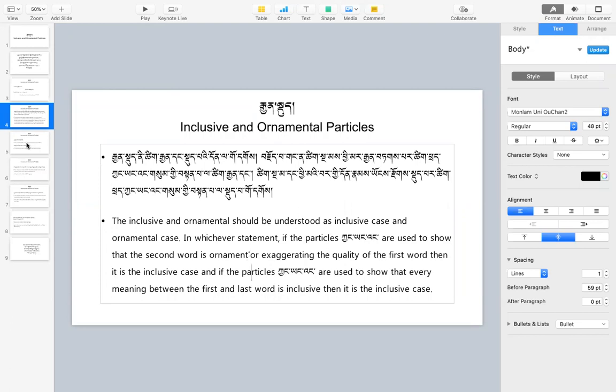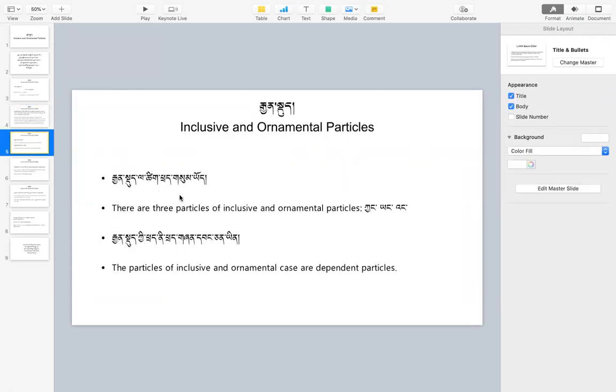Then we understood that there are three inclusive and ornamental particles, and the inclusive and ornamental particles are also dependent particles, meaning that they depend on the suffix letter to associate with other names.